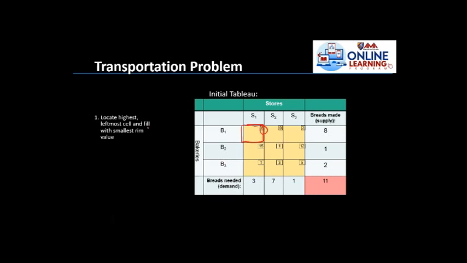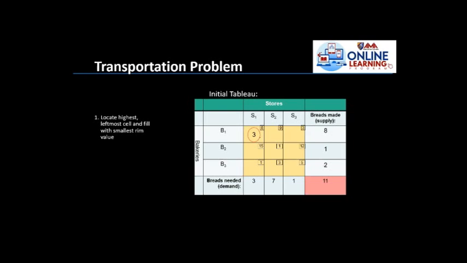Then, fill in with the smallest rim value. So, ang rim value, di ba, ang rim condition ito, supply and demand. So, kung ano yung ka-align ng cell na to. Ang ka-align niya sa supply, ito si 8. Ang ka-align niya sa demand is si 3. Then, kung sino yung mas smallest, yun yung ilagay dito. Sino mas smallest? Si 3 or si 8? 3. So, anong ilagay dito? Number 3. Correct.